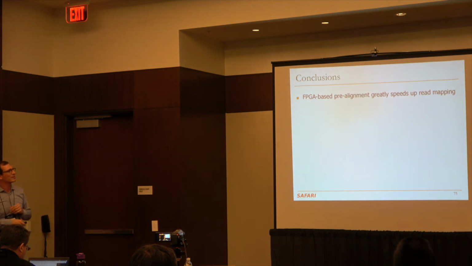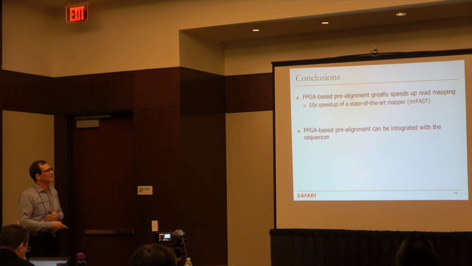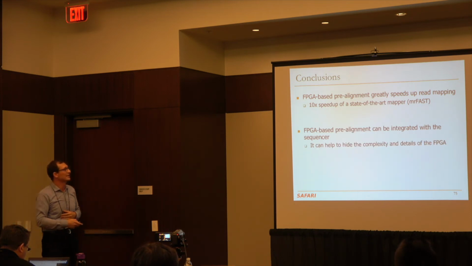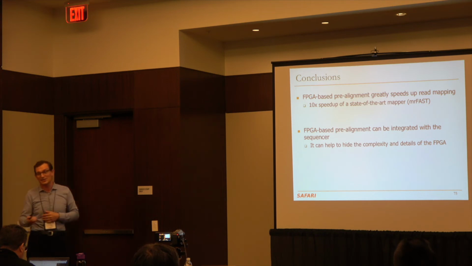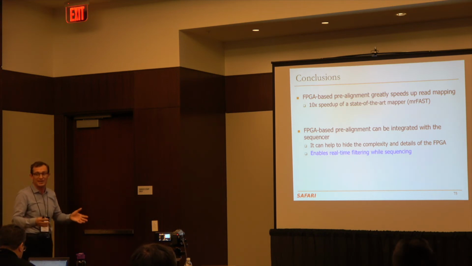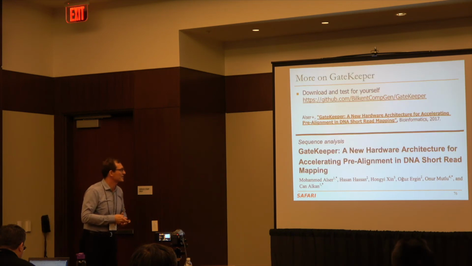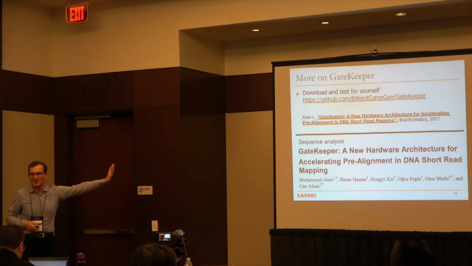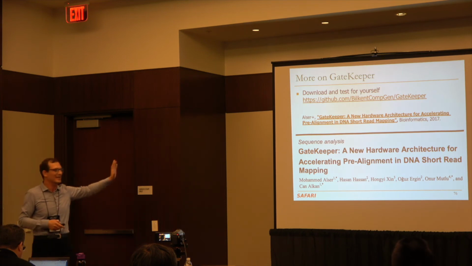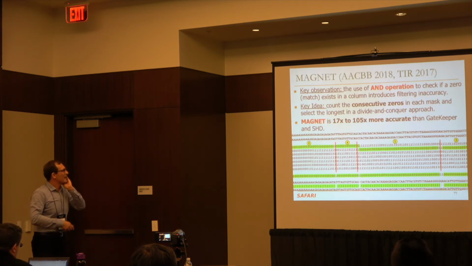So basically our conclusion with this work is that FPGA-based pre-alignment greatly speeds up read mapping. You get significant speed up over the state-of-the-art mapper, and it can actually be integrated with the sequencer. It can help to hide the complexity and the details of the FPGA if you do this in the sequencer itself. And I think this can enable real-time filtering while sequencing. So if you're interested, you can try and look at the source code. I think several people tried it and they've seen that this works. I'm going to skip this.